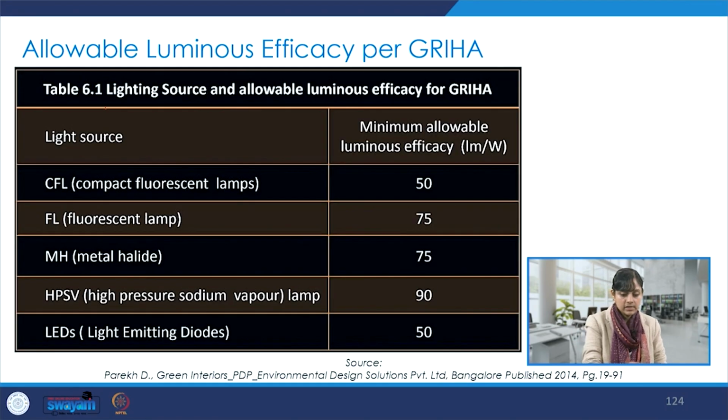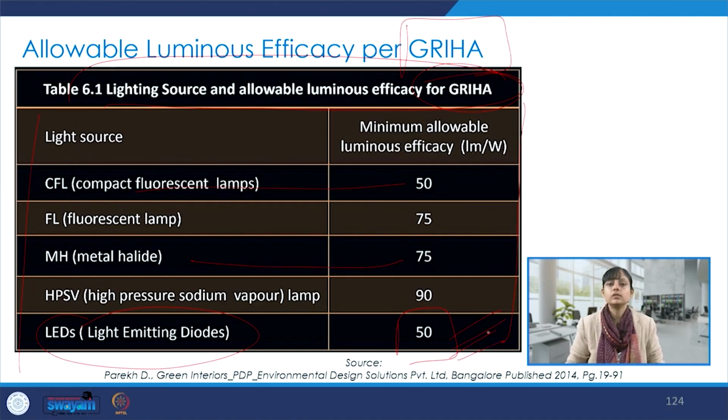So here again we see some allowable luminous efficacy, and this is as per GRIHA. And here we see the light source and the lumens per watt. So for CFL it is 50, for fluorescent 75, metal halide and high pressure sodium vapor lamp, and then of course there are LEDs, which are quite common and popular these days.